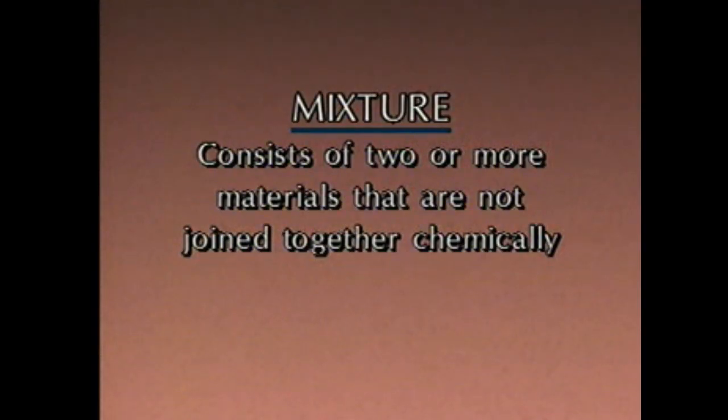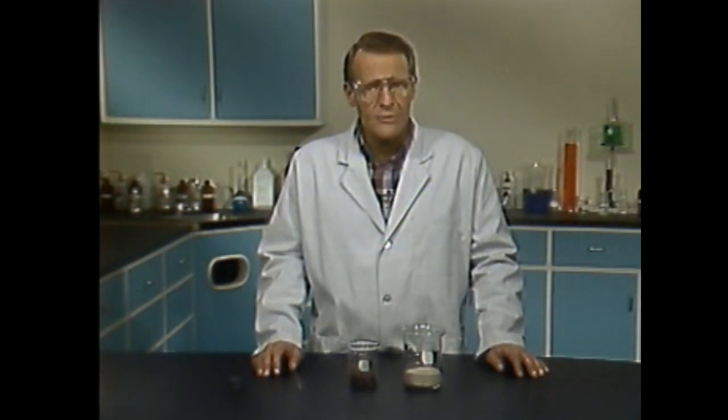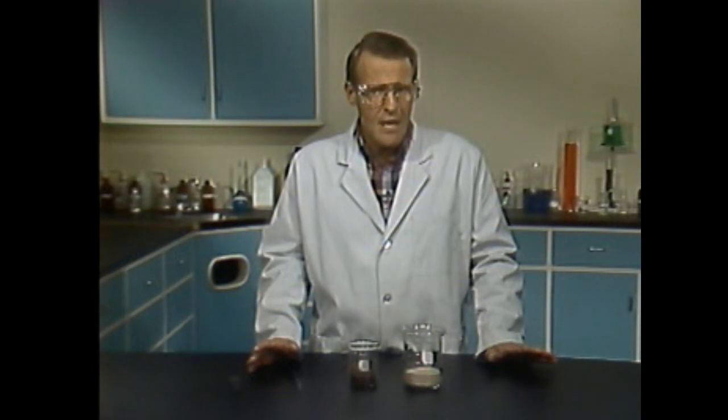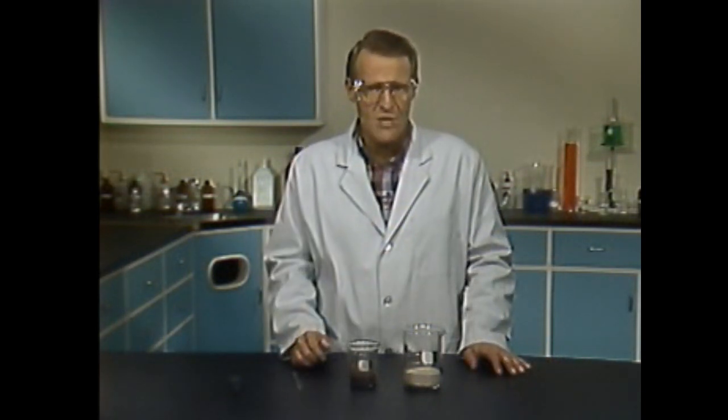A mixture consists of 2 or more materials that are not joined together chemically. Unlike a compound, which consists of 2 or more elements that have combined or bonded chemically, when a mixture is formed, the properties of the materials that produce the mixture do not change. Another difference between mixtures and compounds is that the proportions of the materials in a mixture can vary. I'll show you what I mean with a little demonstration.